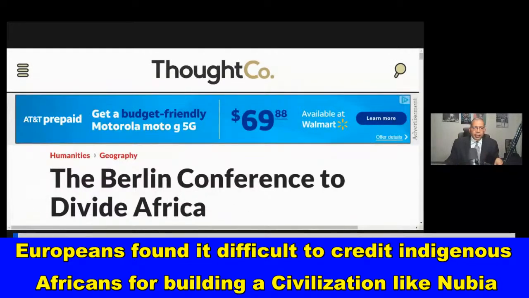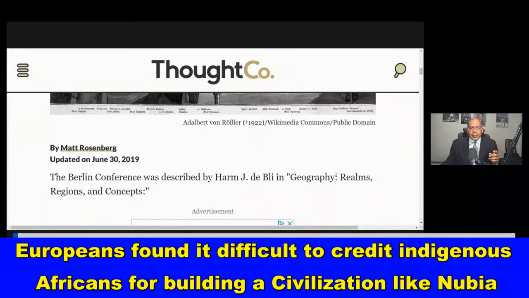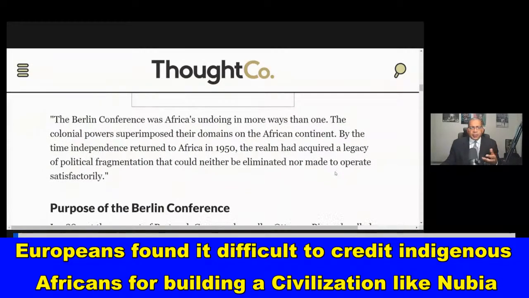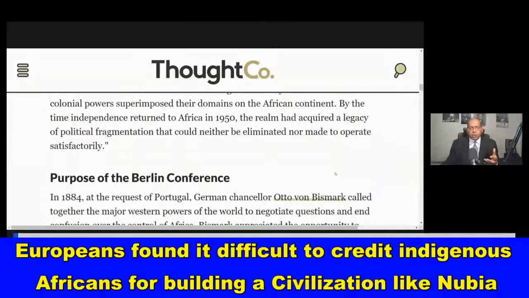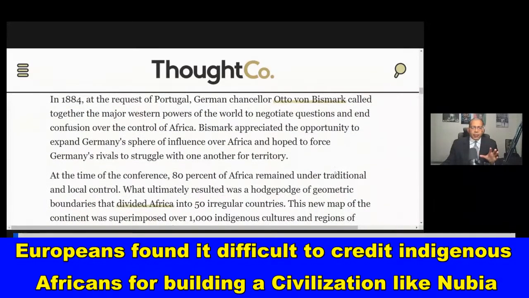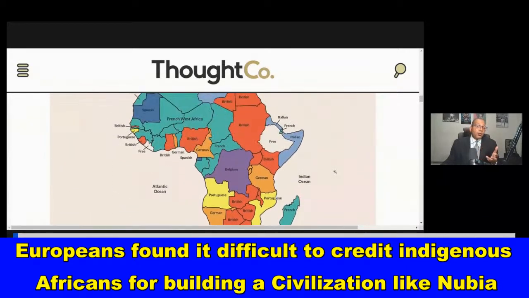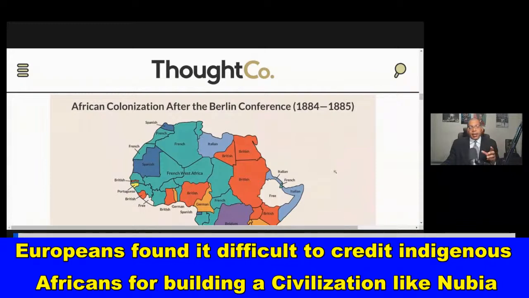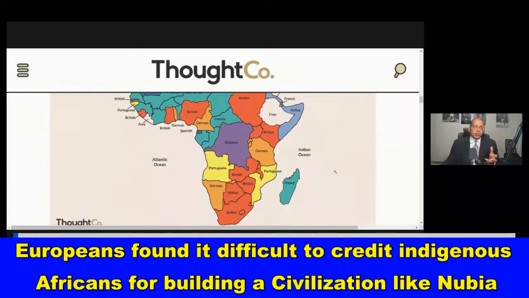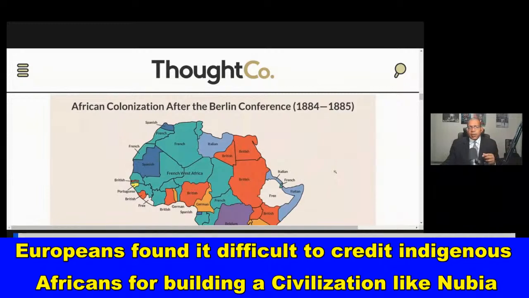This article is from June 30th, 2019. And it deals with some of the history of these 14 European nations having this conference in Berlin, Germany. And they carve up Africa into colonies. They carve up Africa into colonies. This is one of the ways how Great Britain got so much territory in Africa from the Berlin Conference also. Okay, so check this out.